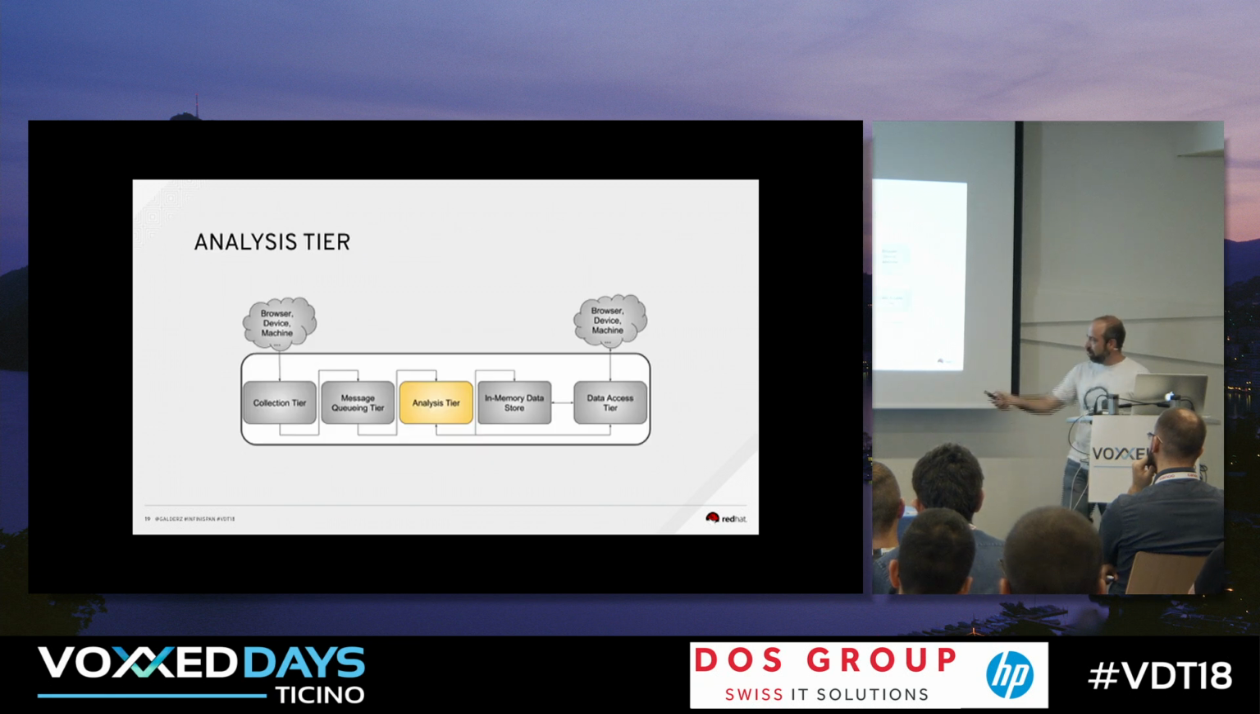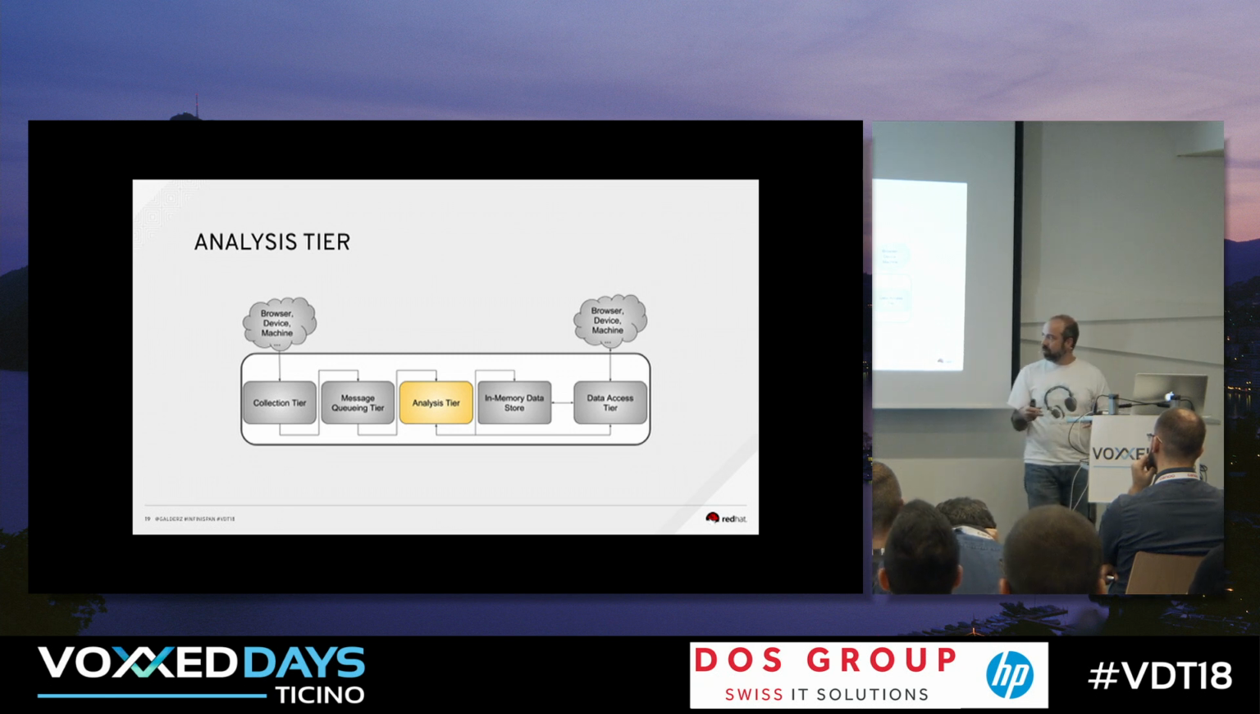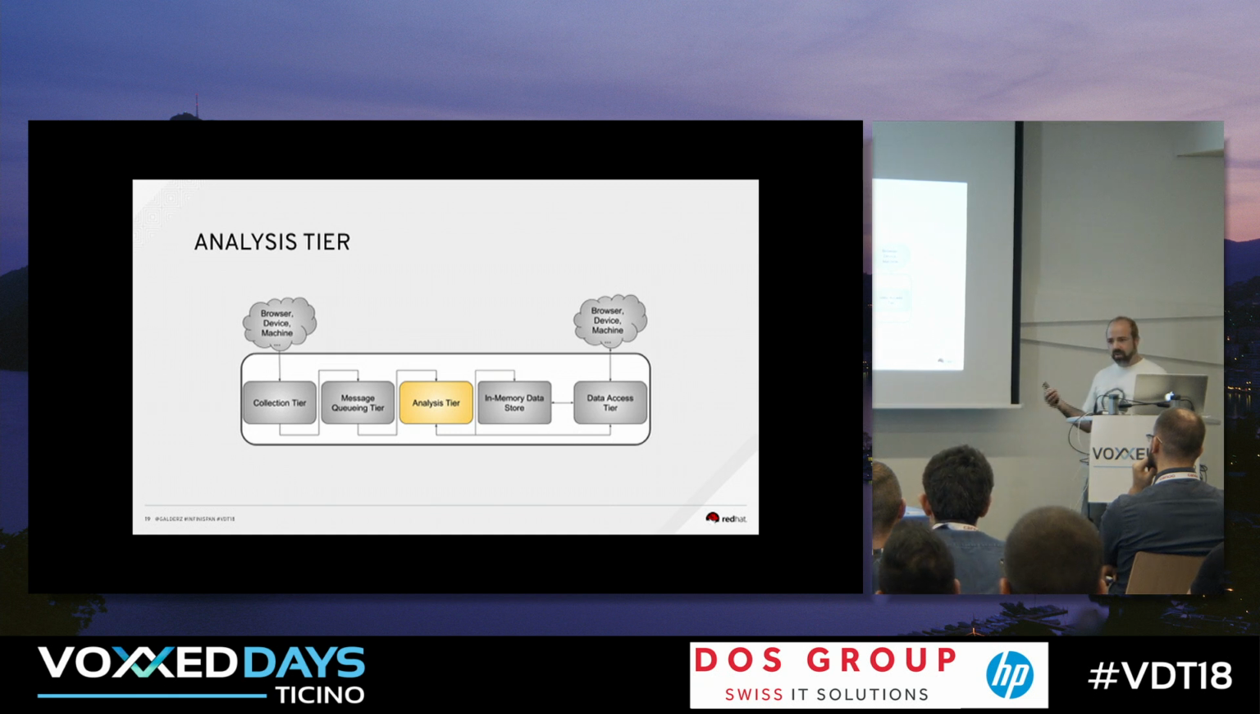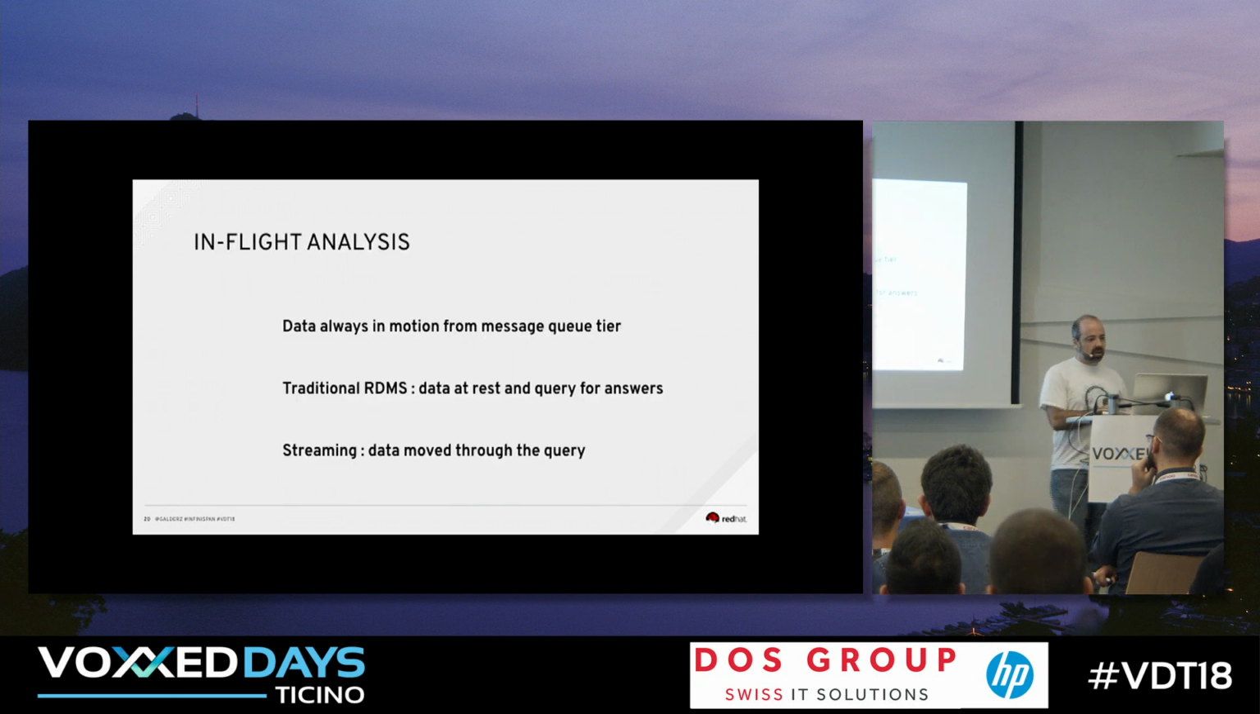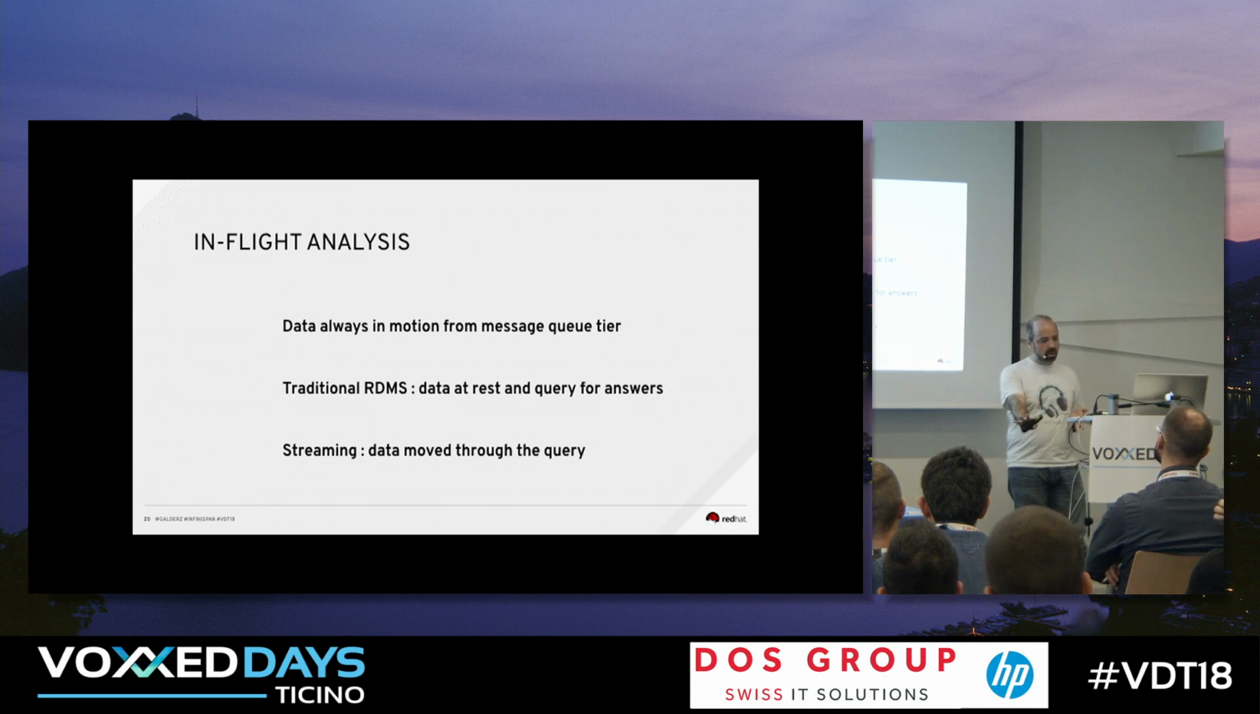So we've got our data through the initial collection tier. We then buffered it into a message queuing tier with some durability, and now we start passing it into our analysis tier. In the analysis tier, we're normally trying to do in-flight analysis. So we think about data always being in motion, and then we push it through our analysis tier as quickly as possible so that we can react to it.